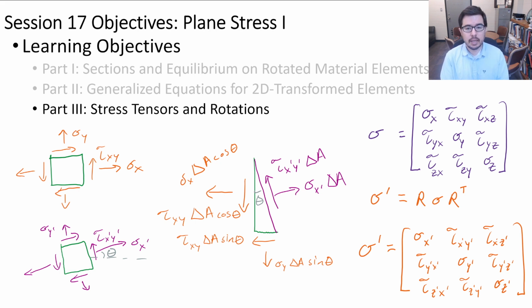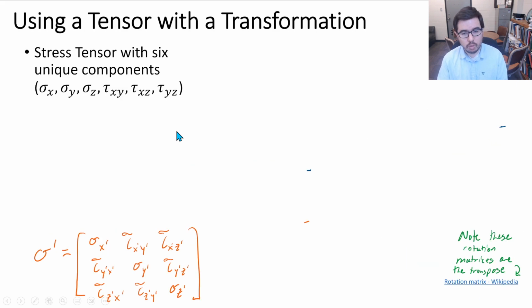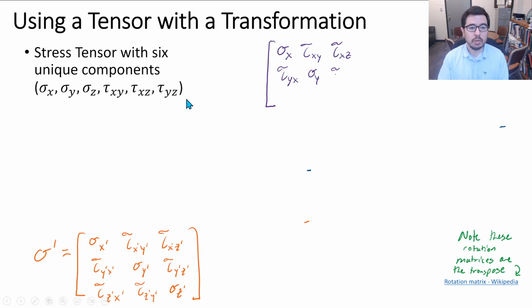Okay. And in this case, we're going to look at using stress tensors, which we've talked about briefly back in session 4. So it's been a little while. But a stress tensor has 6 unique components for our intents and purposes, as we can see here.